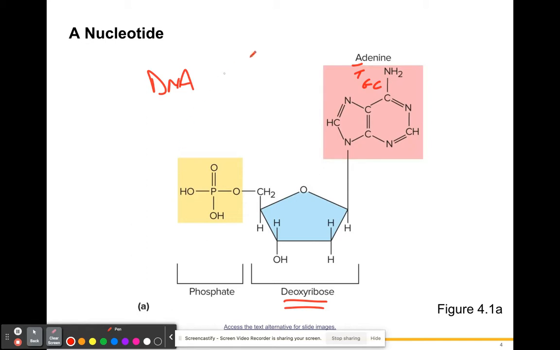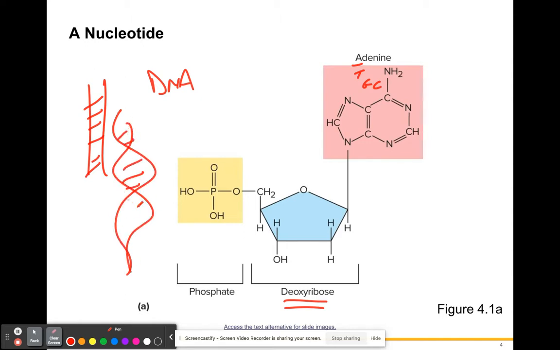These nucleotides get combined to form the DNA helix that you might know about. You take millions and millions of these, and you put them together, and they form the helix of DNA.